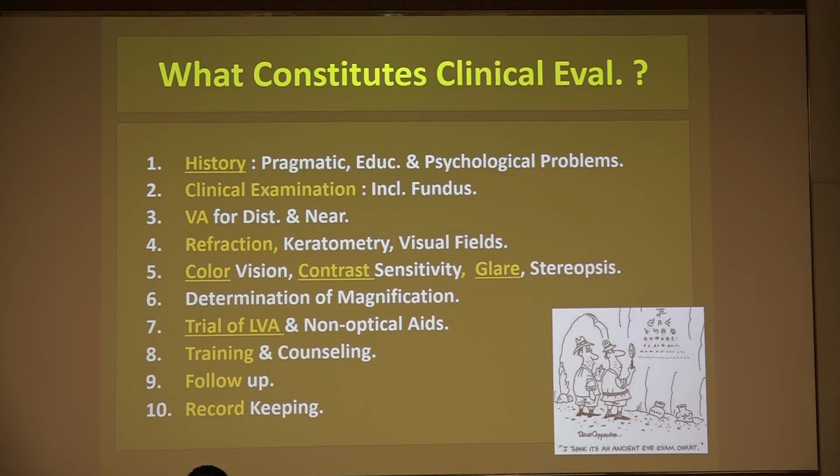Color vision should be noted, and stereopsis should also be assessed. And one more important thing, we also need to do the binocularity evaluation, whether the patient is binocular or has only uniocular vision, because a few devices depend on the patient's ability to see binocularly.